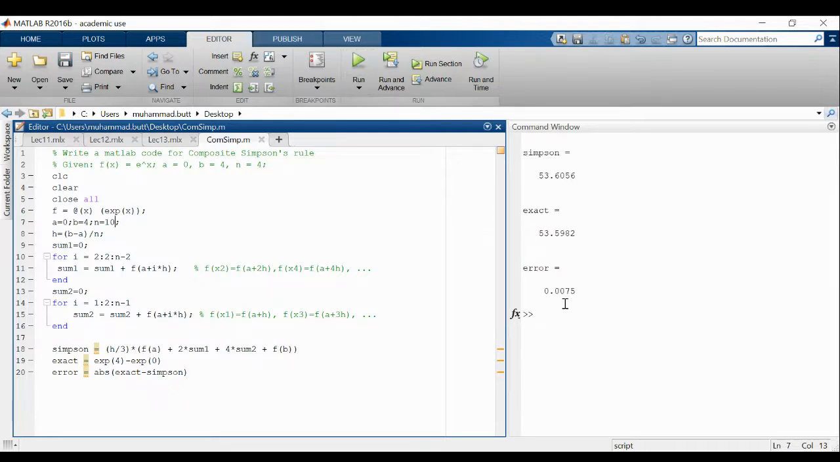See, by taking N, we are now close to 2 decimal accuracy. So what about if we take N equals 20? With N equals 20, you see we are more than 3 decimal accurate. So the more N we take, the more accurate we get the answer.